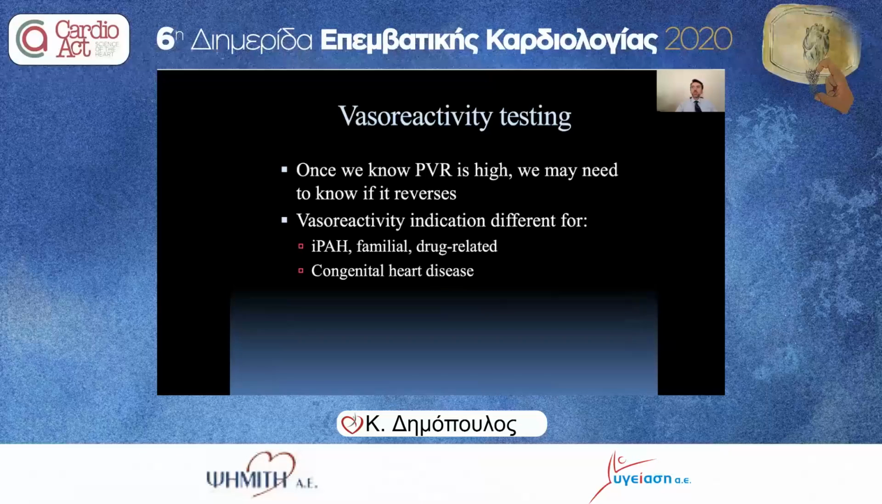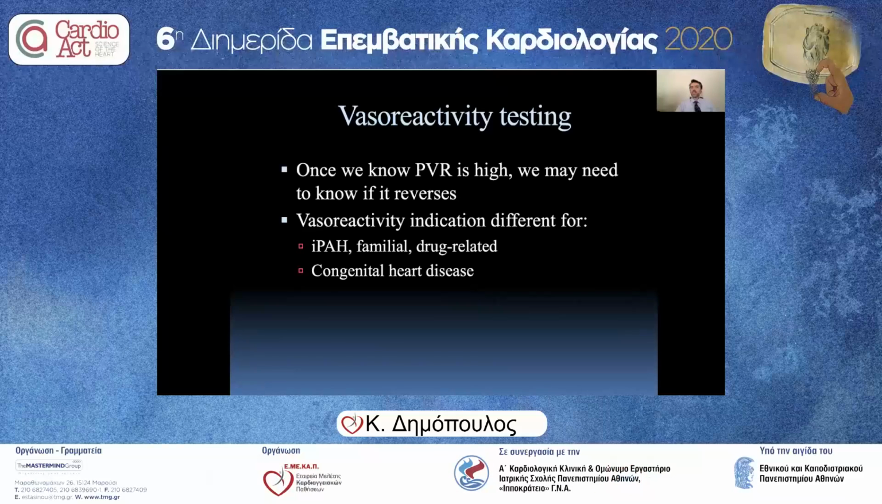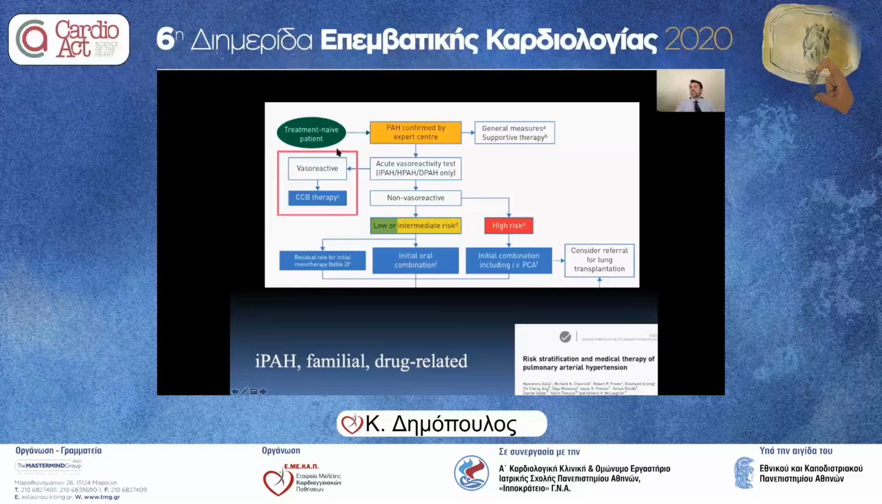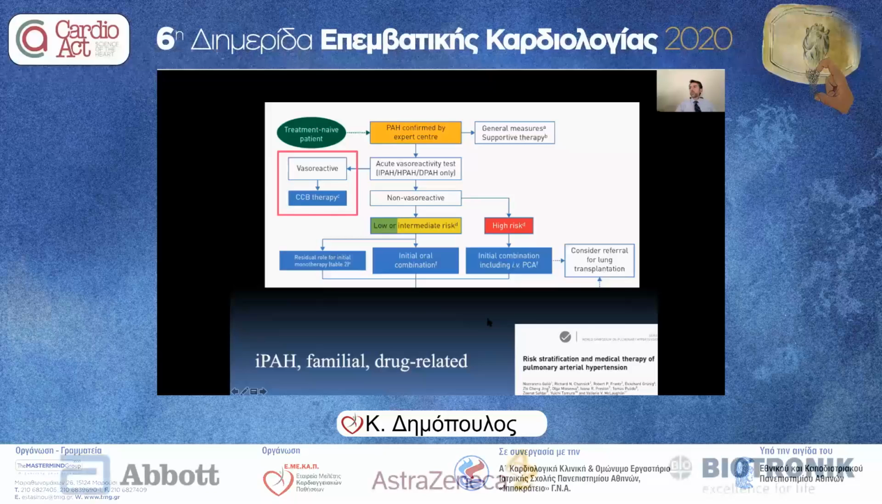Vasoreactivity testing is to test whether your PVR drops, and it is indicated in the idiopathic, familial, and drug-related for understanding whether patients should be treated with calcium channel blockers, or for congenital heart disease for reversibility, for operability. This is what the guidelines say. If you have a vasoreactive idiopathic patient, for example, and his PA pressures drop below 40 and by more than 10, then you should be treating with calcium channel blockers.